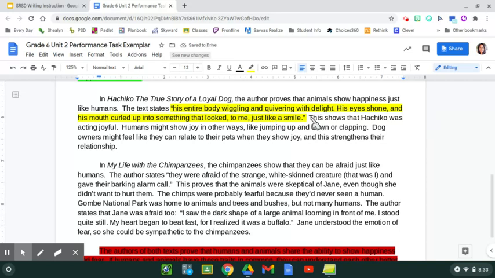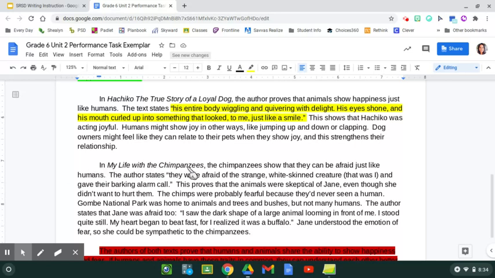All right, let's continue and see if there's any more important evidence. This shows that Hachiko was acting joyful. Humans might show joy in other ways, like jumping up and down or clapping. Dog owners might feel like they can relate to their pets when they show joy, and this strengthens their relationship. Okay, so I didn't see any more textual evidence in this paragraph. I don't see any more quotation marks, and I don't see any sentence starters that are giving me clues that I'm quoting something from the text. So let's look at the next paragraph.